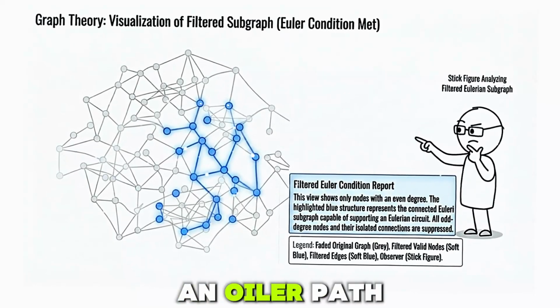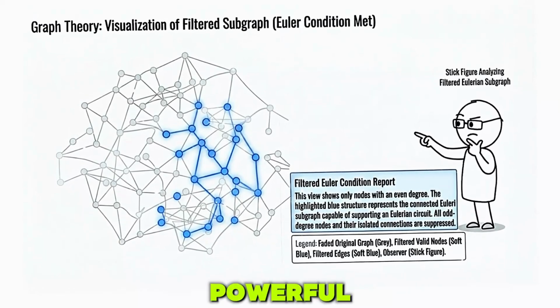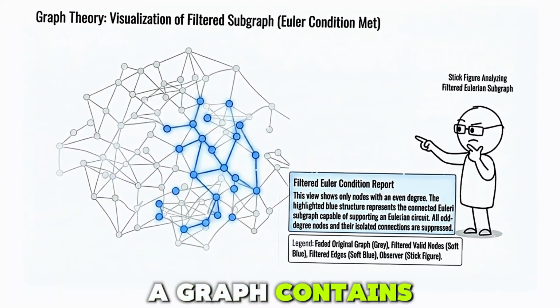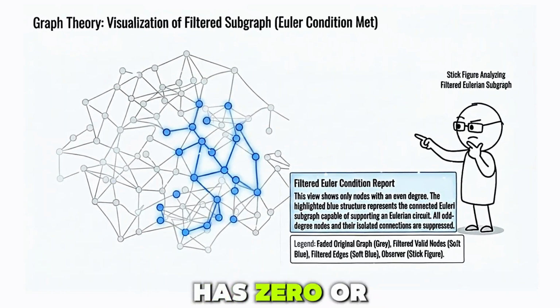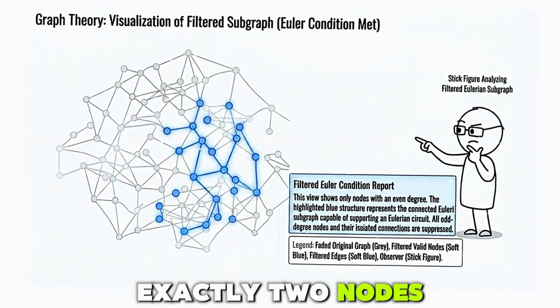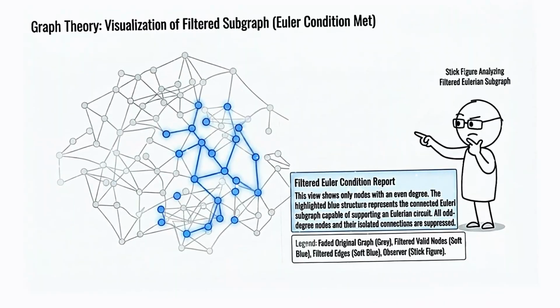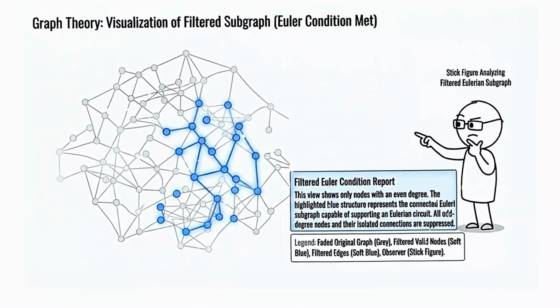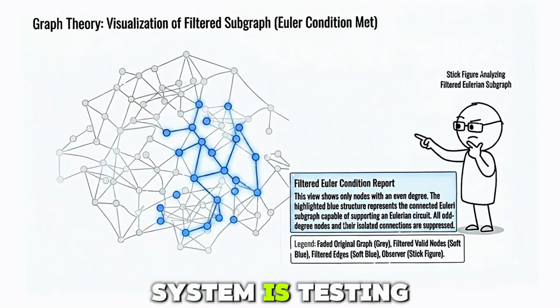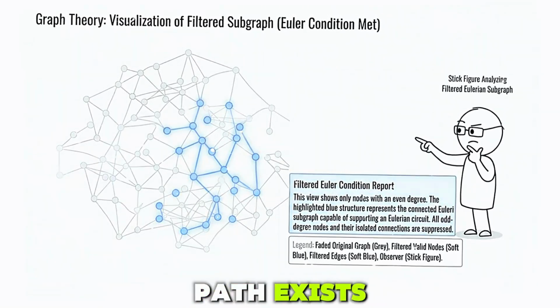The rule of an Euler path was simple, yet powerful. A graph contains a path that visits every edge exactly once, only if it has 0 or exactly 2 nodes with odd degree. Stickman looked again at the map. His expression tightened. So this entire system is testing whether such a path exists.